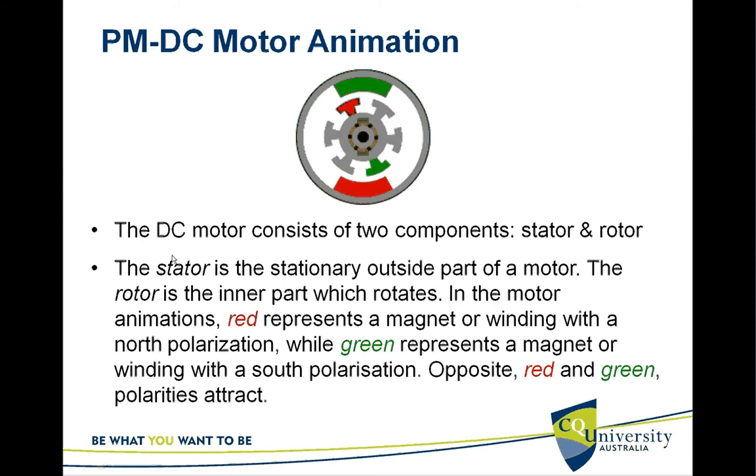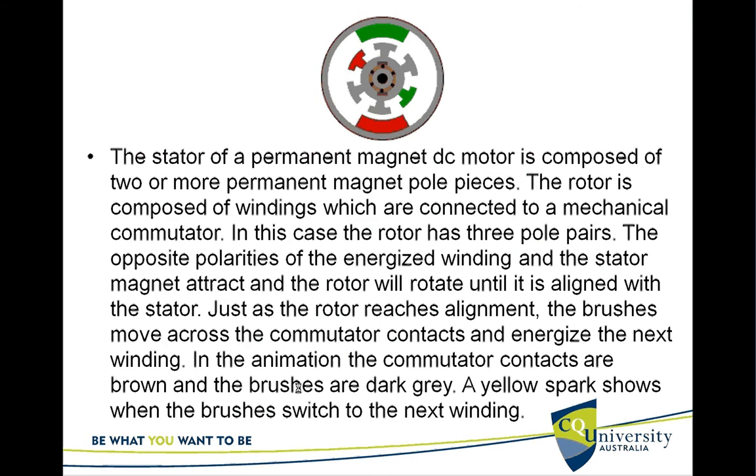It goes like this. The DC motor consists of two components, stator and rotor. The stator is the stationary outside part of a motor. The rotor is the inner part which rotates. In the motor animations, red represents a magnet or winding with a north polarization, while green represents a magnet or winding with a south polarization. Opposite red and green polarities attract. That's the simple principle of operation.